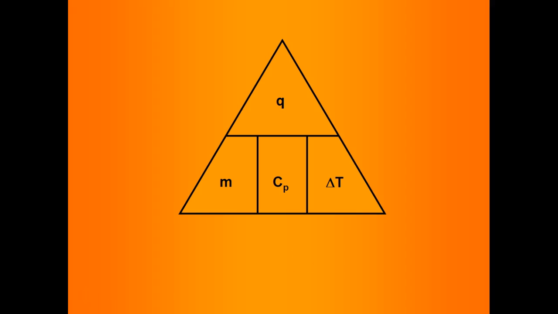I didn't have this triangle when I made the video earlier, but I wanted to add it in just to kind of review it with you. Q equals mCp delta T. If you are solving for Q, you would want to multiply m, Cp, and delta T together. If you're solving for m, you would want to divide Q by Cp and delta T. Same thing for Cp, Q over m and delta T. And then finally, with the change in temperature, it'd be Q over mCp. If you don't need that triangle, that's great, but I just wanted to review it with you if it helped previously.